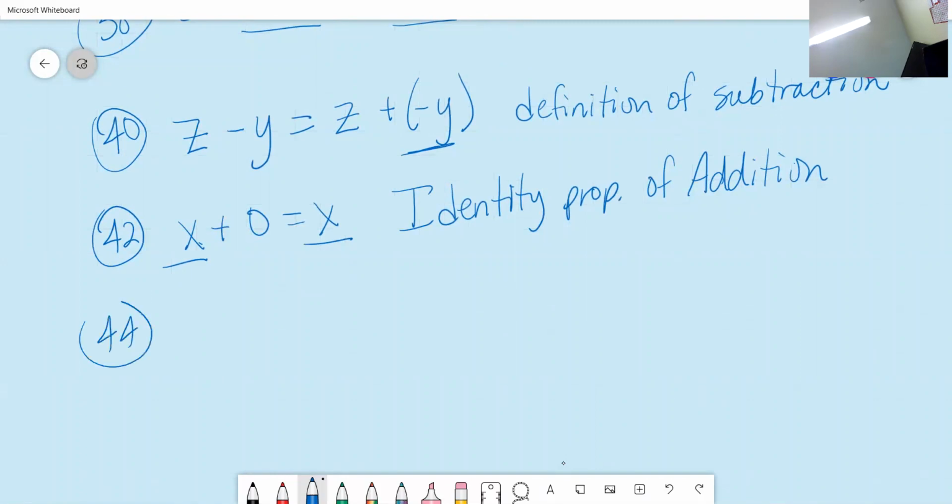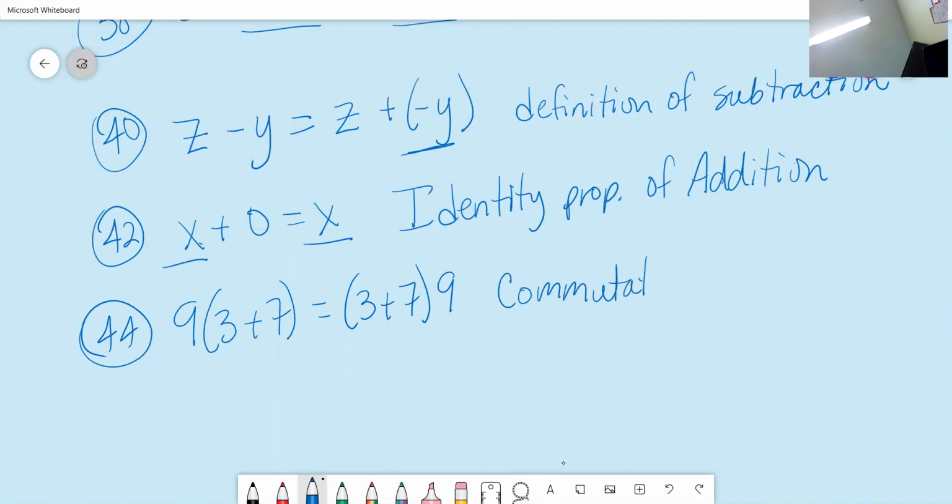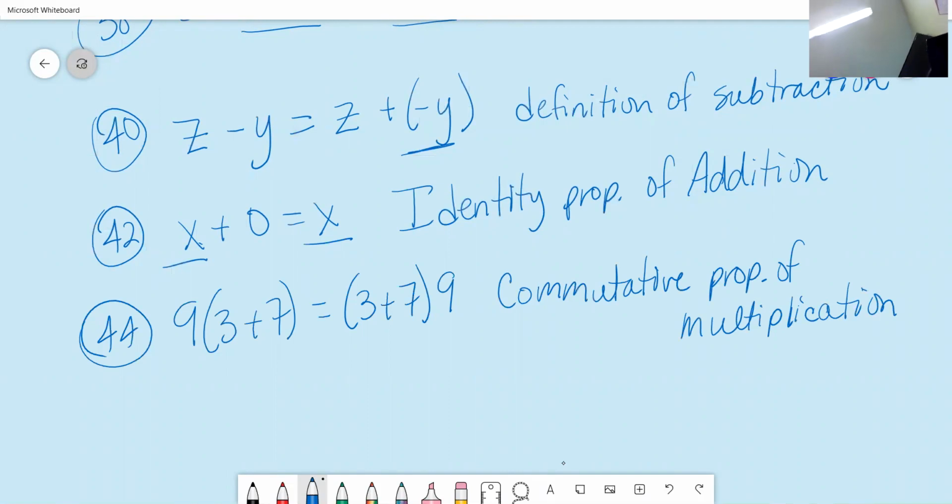All right, and number 44, we have 9 times (3 plus 7) equals (3 plus 7) times 9. And this is the commutative property of multiplication. Okay, and that is y'all's homework.